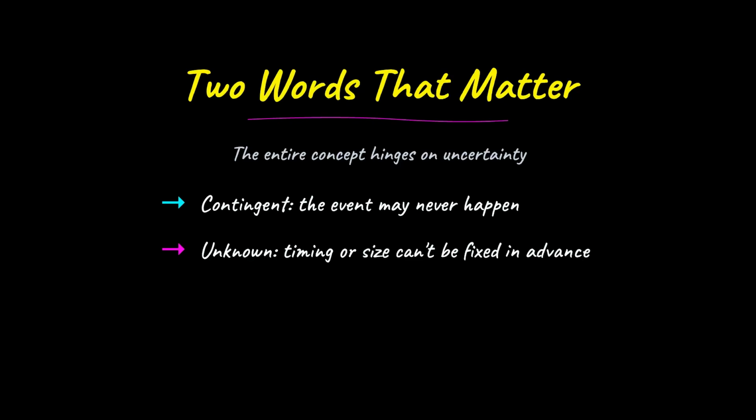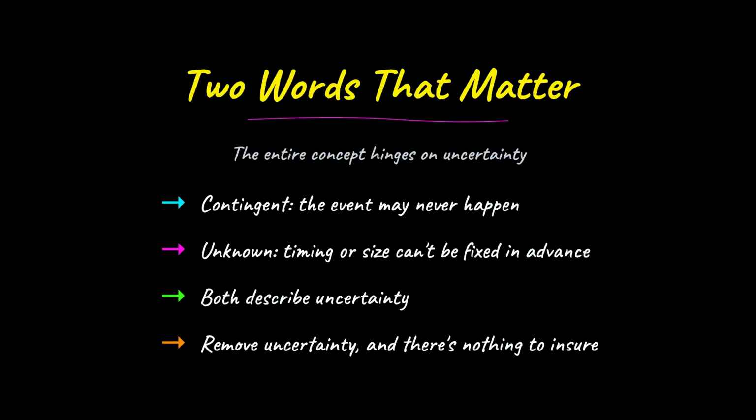Contingent means the event may or may not happen at all. Unknown means even if something must happen eventually, its timing or size can't be fixed in advance. Together they describe uncertainty, the raw material insurance is built from. This is why certainty kills insurability. A scheduled, fully calculable loss isn't a risk to pool, it's just a known expense.